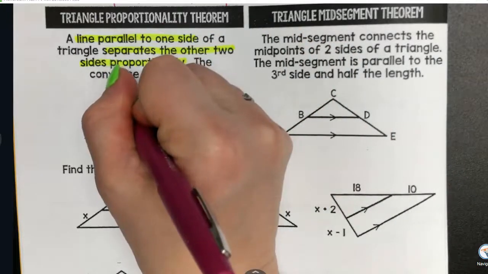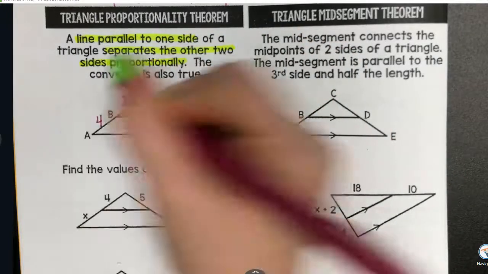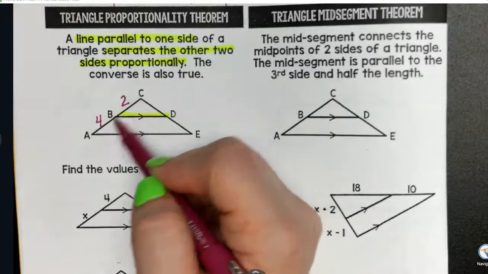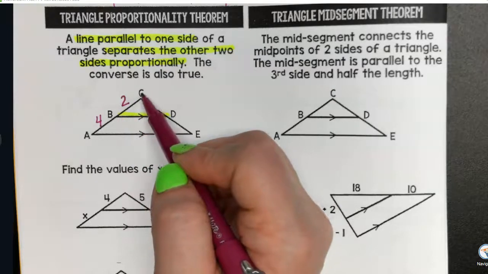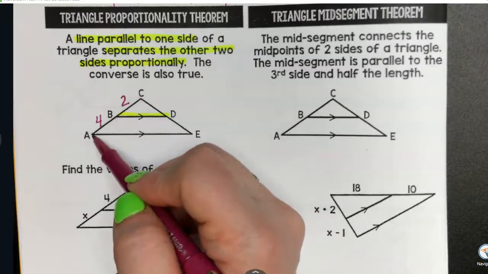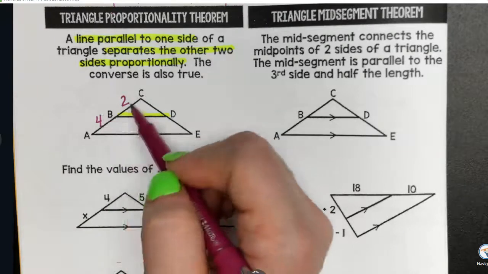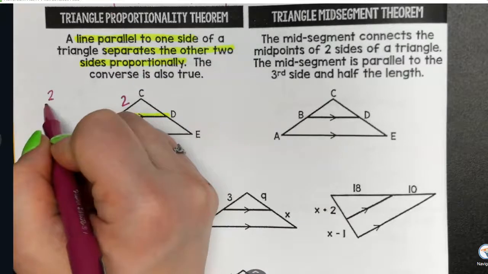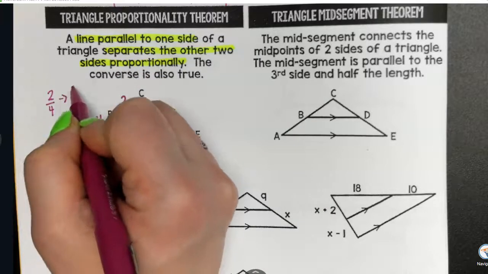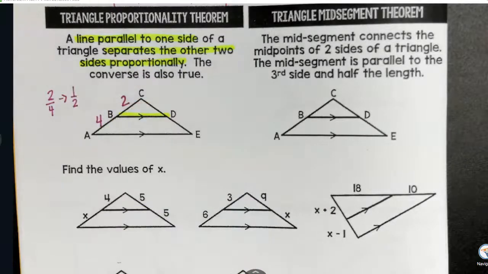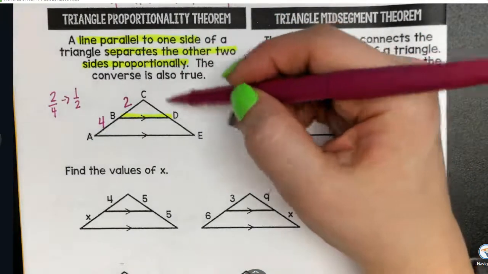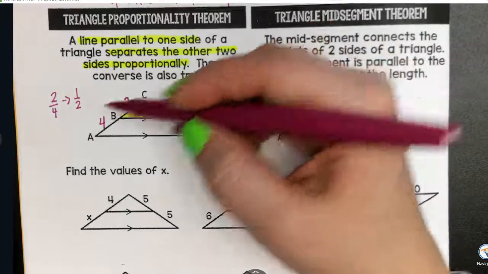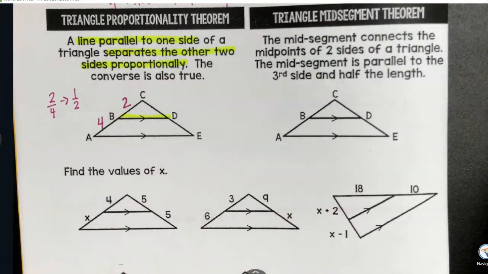So let's say that I said that this side was 2 and this side was 4. You won't have to do this. I'm giving you numbers. Don't worry. If I knew that this side had been cut into two parts where this was 2 and this was 4, I know that the whole thing is 6, but this line has cut this into two parts. So 2 over 4, I know, reduces to 1/2. So what has to be true, 100% has to be true, is whatever these two numbers are, they also are going to have to reduce to 1/2.